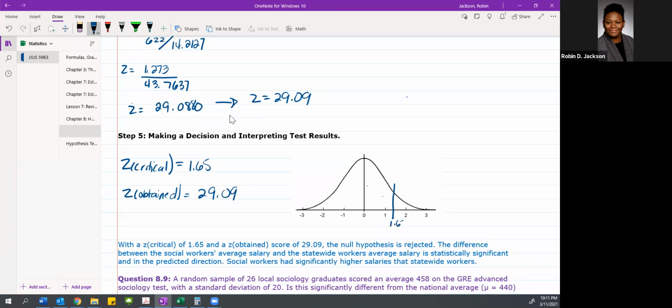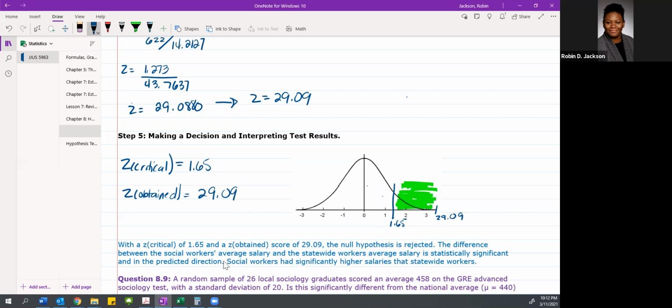So 1.65. And remember, everything on this side, everything that falls into this area and beyond, is our critical region. So we're just going to say that 29 is down here somewhere. Okay, so 29.09. That definitely falls in our critical region. And for this, I've already typed up the response.